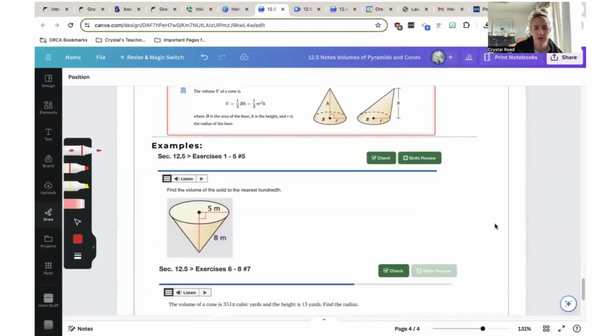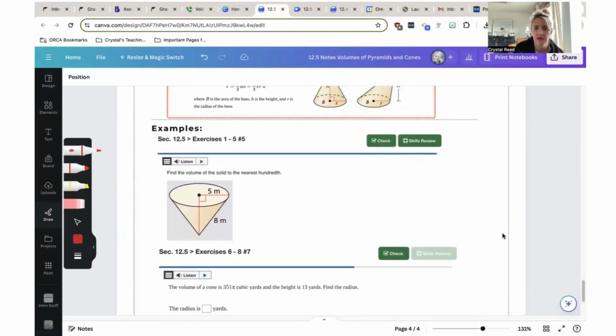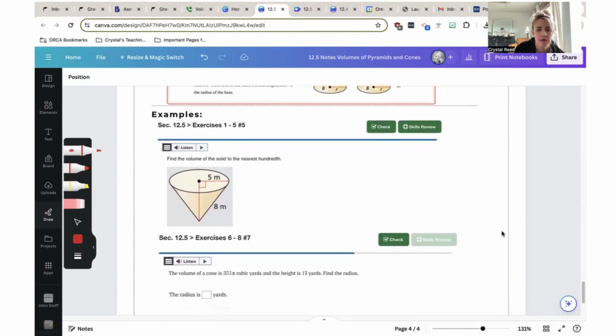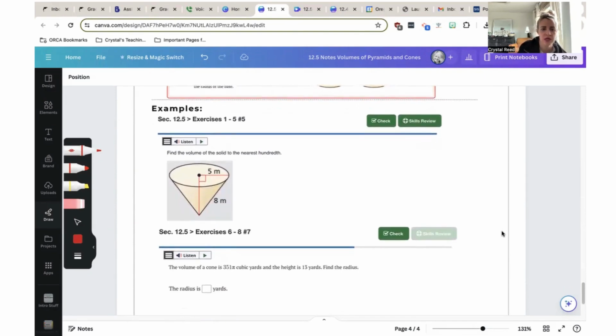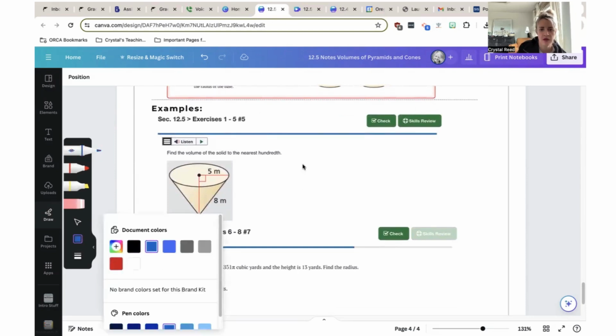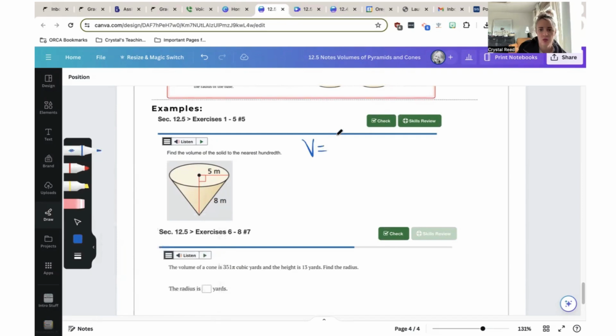All right, 2 more examples here. These ones are the volume of cones. Find the volume of this cone. Again, I like to start out with the formula. So volume of a cone equals 1/3 area of the base, which is pi r squared in this case, times the height. So let's plug in what we know. Volume equals 1/3 pi. The radius is 5, and the height is 8.